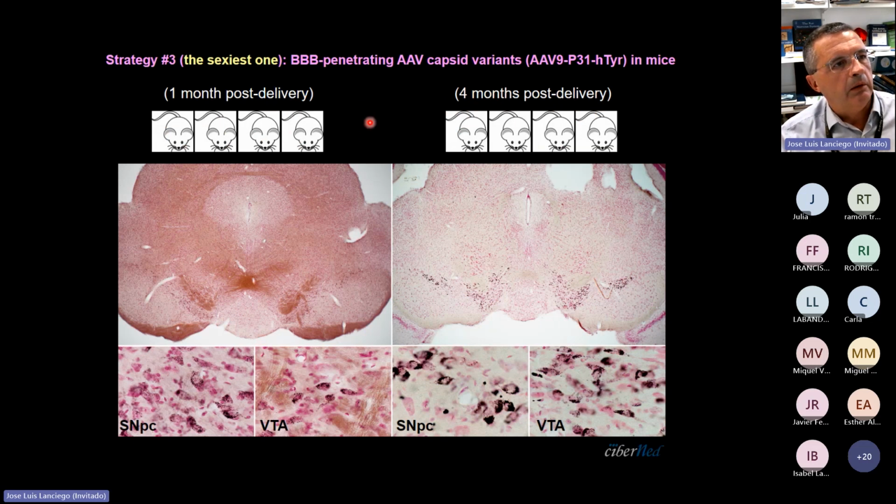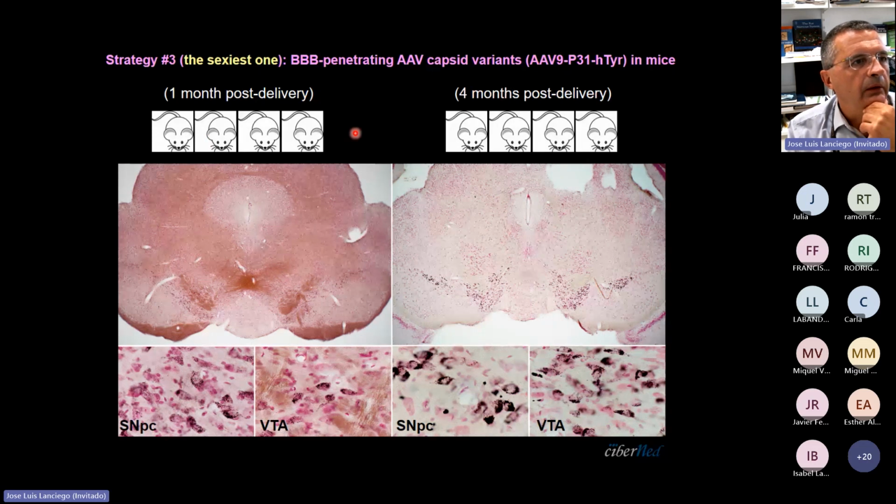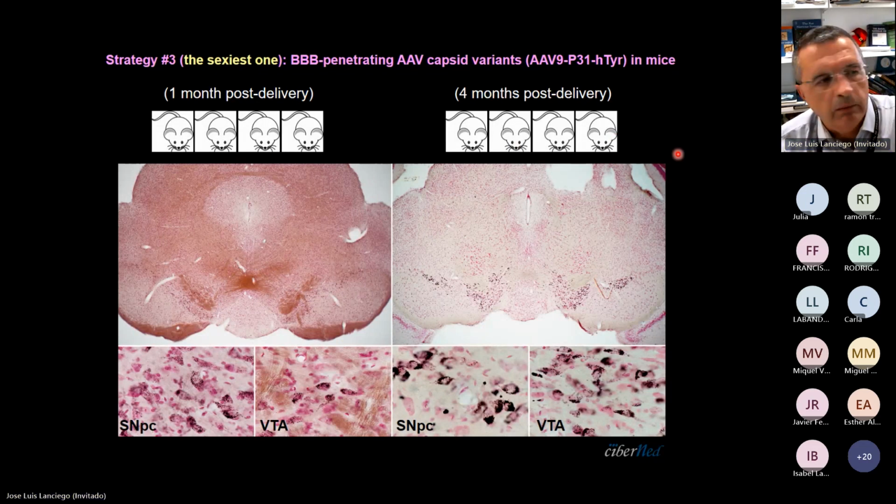So we have 2 cohorts of mice made of 4 mice each. For the first cohort, we delivered IV this AAV9 P31 human tyrosinase, and we sacrificed these 4 mice with a follow-up of 1 month. And later on, we sacrificed the second cohort with a follow-up period of 4 months.